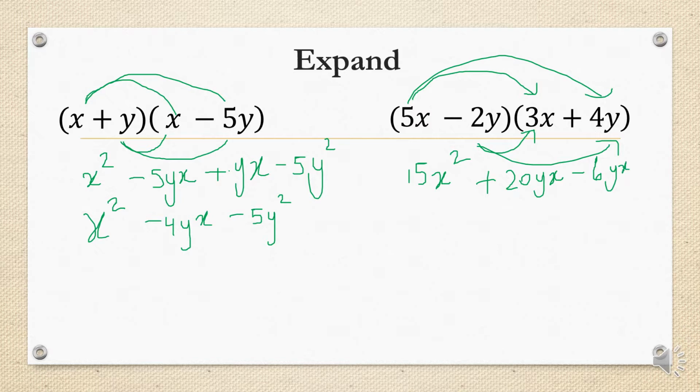Last term, minus 2y by 4y. Let's look at the signs. A minus by a plus is a minus. 2 4s are 8. And y by y will give me y squared. Let's group our similar terms together. I only have one term in x squared. I have 20yx minus 6yx will give me a total of 14yx. And then we have the only term in y squared, minus 8y squared. And this is how we simplify this.